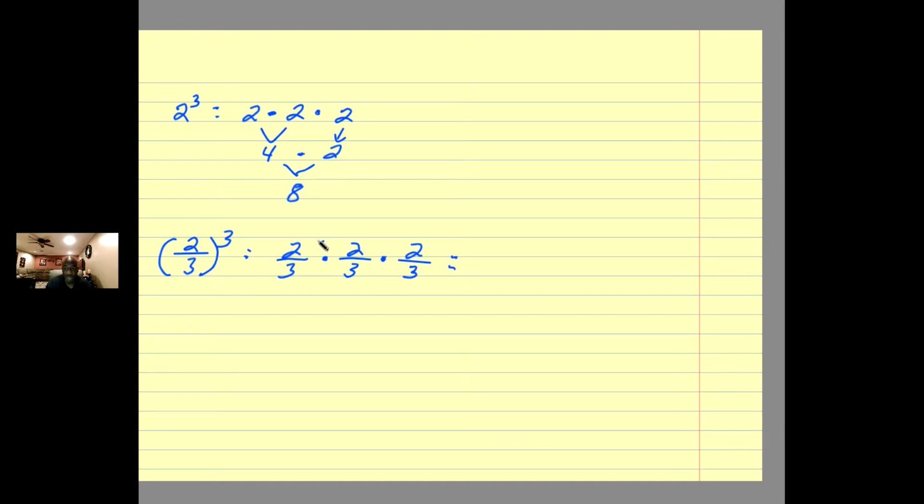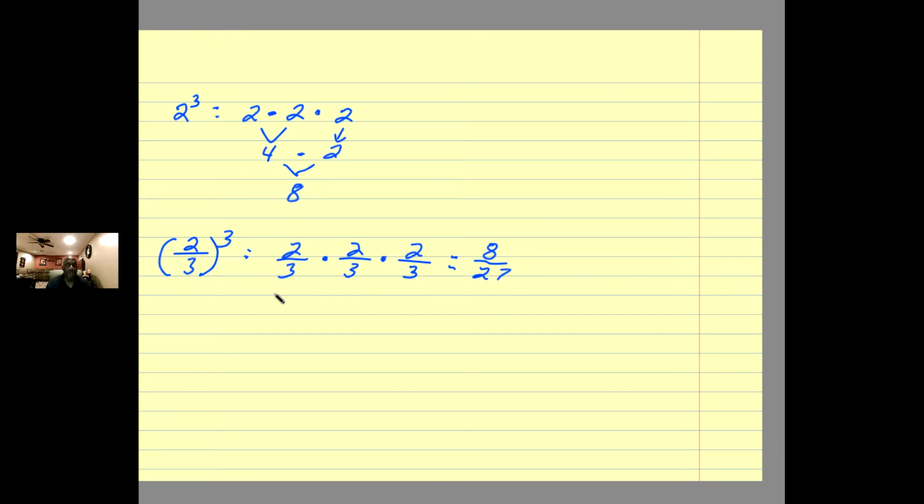Now you can simply multiply straight across. 2 times 2 times 2 is 8, and 3 times 3 times 3. Keep this in mind. 3 times 3 is 9. 9 times 3 is 27. All right. Now, that's the answer.